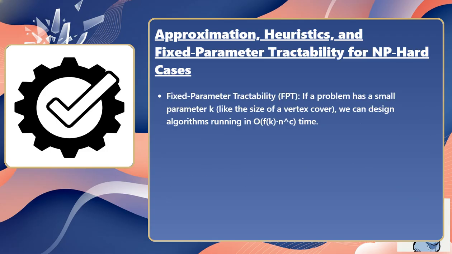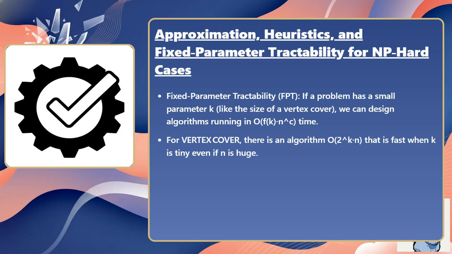Fixed parameter tractability, FPT. If a problem has a small parameter k, like the size of a vertex cover, we can design algorithms running in big O of f of k times n to the c time. For vertex cover, there is an algorithm big O of 2 to the k times n that is fast when k is tiny even if n is huge. These ideas let us cope with NP hardness in real applications.